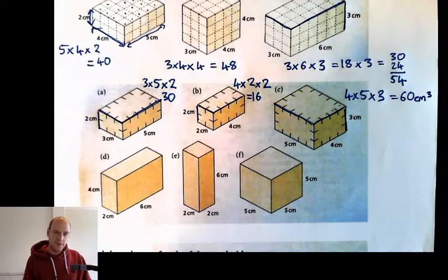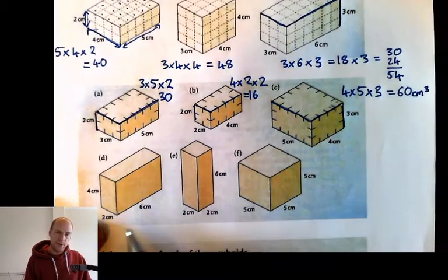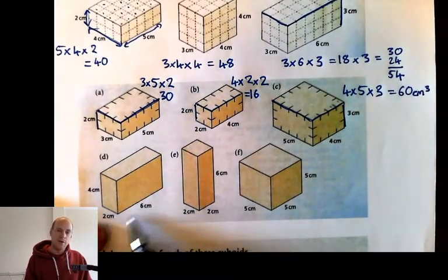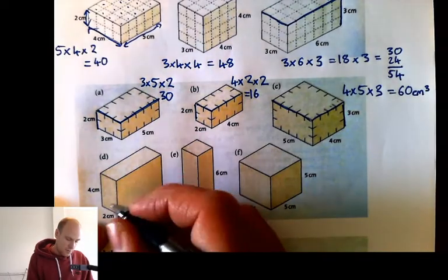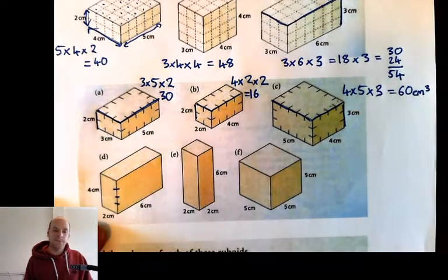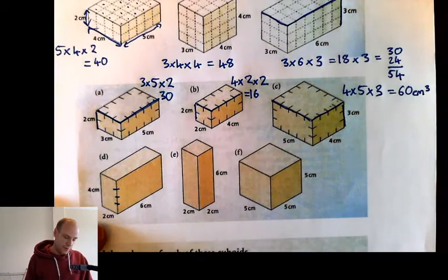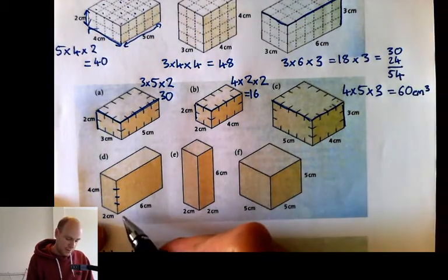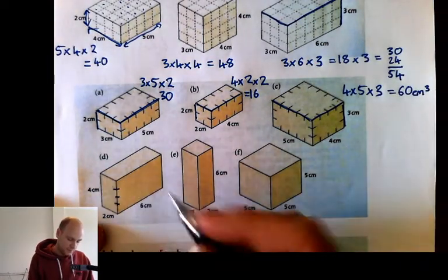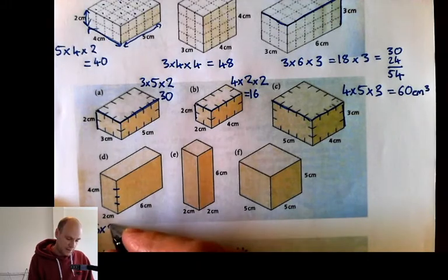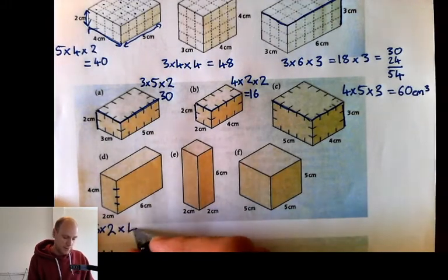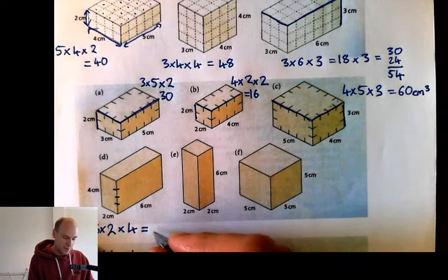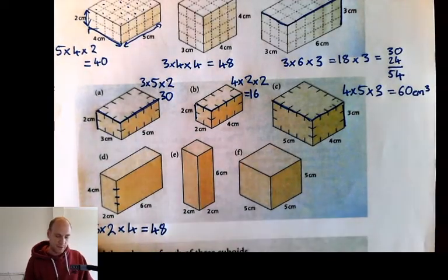Okay, so how come these are a bit more difficult? Well, they're a bit more difficult because the numbers are marked on, but there are no little markers on the sides like that. So you're going to have to do this yourself. So on the top, we've got 6 and 2, and the height is 4. 6 times 2 is 12, times by 4 is 48.